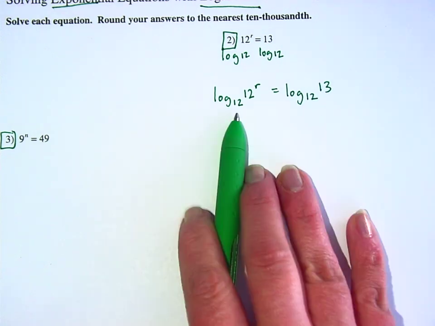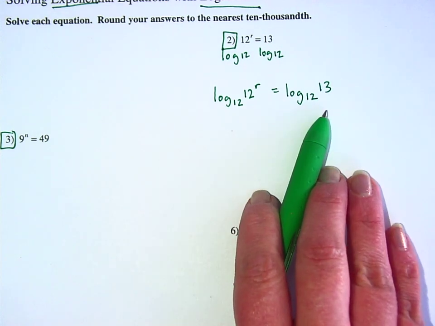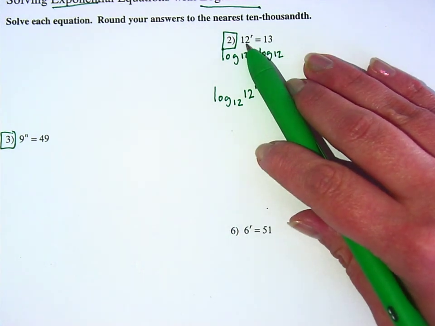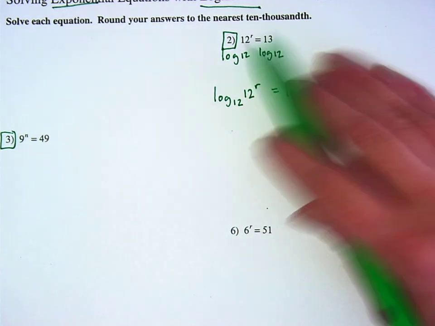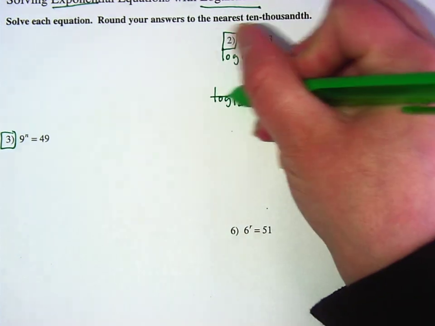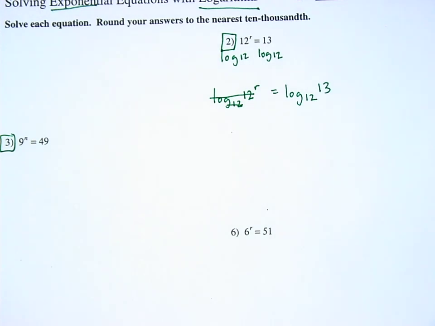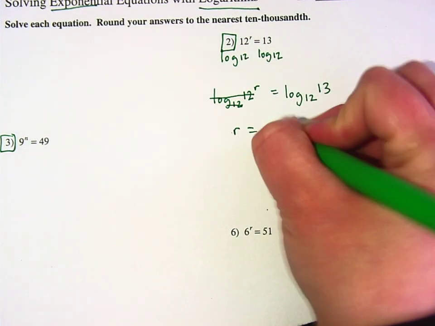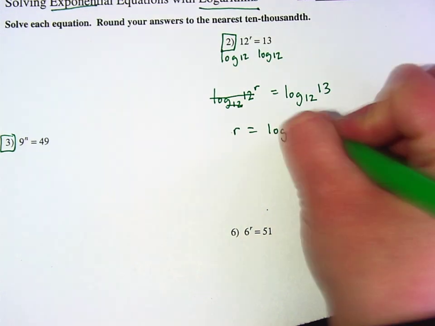Why do you think I chose to do a base 12? Yes, this base is 12 over here. So notice that 13 doesn't have a power, 12 has the power, that's the one that I care about. These cancel each other out because a logarithm cancels out an exponent. So my answer is going to be r equals log base 12 of 13.